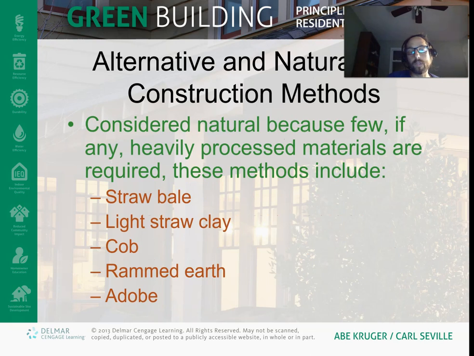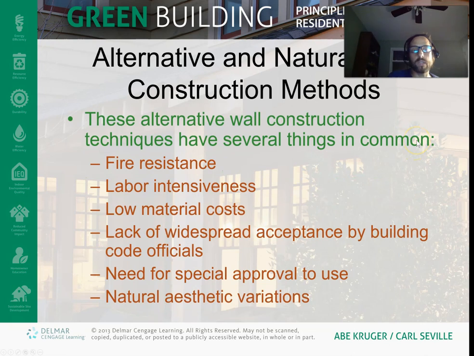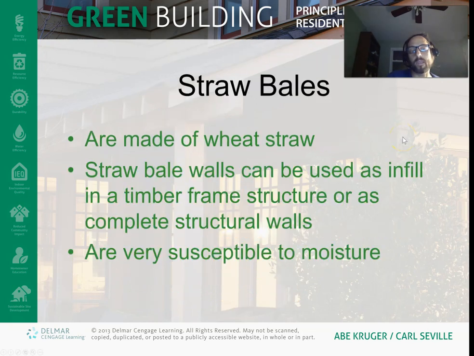Then there's some of these really niche applications, these alternative construction methods: straw bale, cob, rammed earth, adobe. These are all really interesting, and hopefully we'll get to see some of them this semester, but they're very uncommon. They're generally considered the most authentically sustainable buildings because they're made of natural materials. They're usually built by hand, a lot of times without a fully integrated planning process.